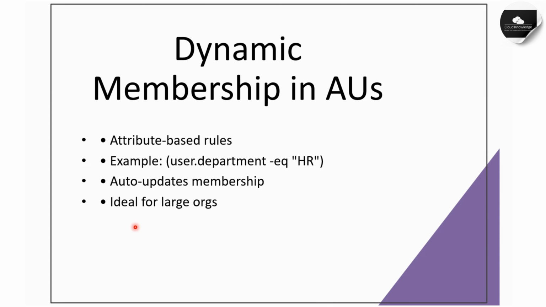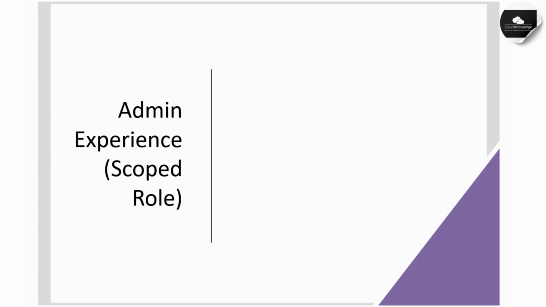So this is ideal for a large organization. If you are having a small organization, then you can add members manually also. But if we are having a large organization, then the dynamic membership rule will be the best option. After that, we have scoped roles that you will find with experience itself.